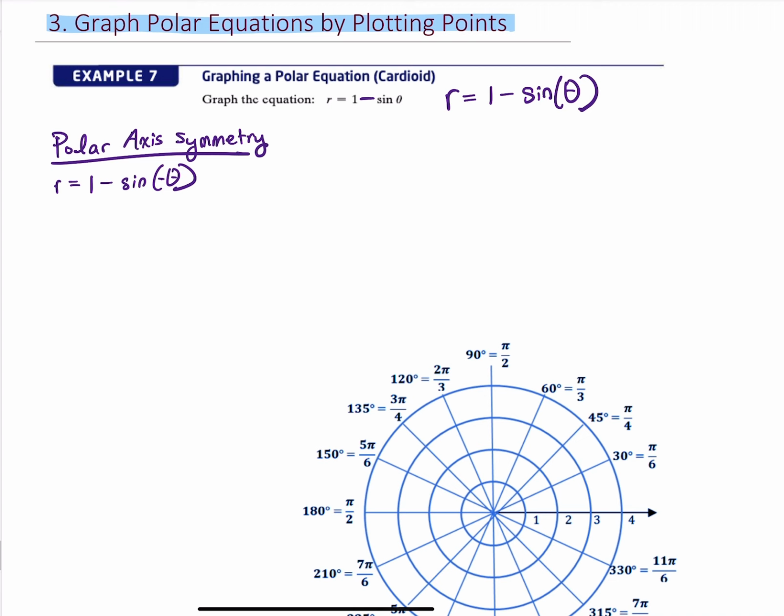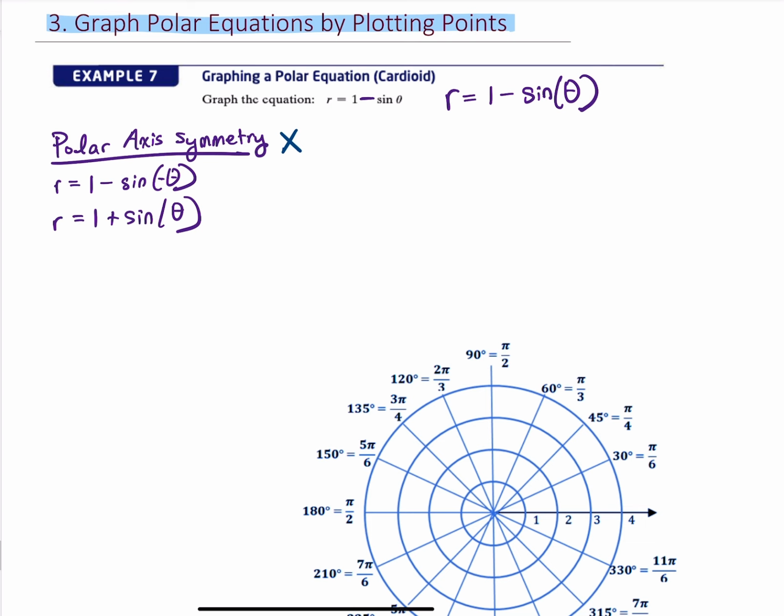So this should make you think of even-odd identities for the sine and cosine. If you remember for the sine, we were able to pull out the negative and it appears in the front of the sine. So it produces a negative. That will make this 1 plus the sine of theta. So we don't get our original equation back. We want 1 minus sine theta. So we would say not symmetric, no symmetry, at least across the x-axis.